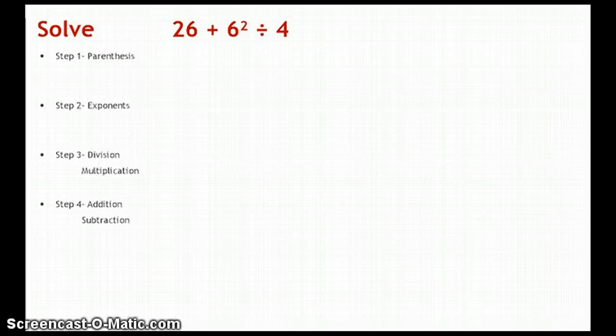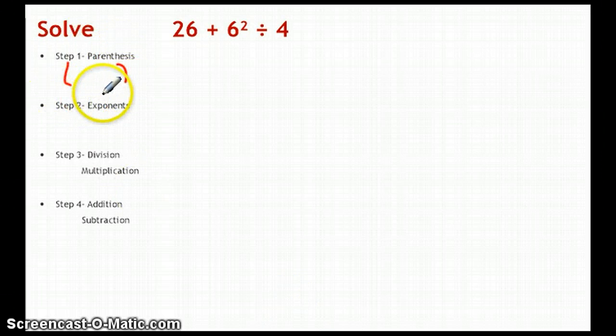Let's look at our first example. We're asked to solve or evaluate 26 plus 6 squared divided by 4. So what I'd like to do is write PEMDAS on the side just so you could create a little checklist. So let's see. Step 1 tells us to do the parentheses. Are there any parentheses in here? Remember, parentheses looks like this. In this case, we don't have any, so we can skip step number 1.